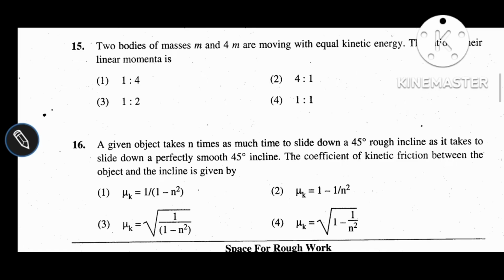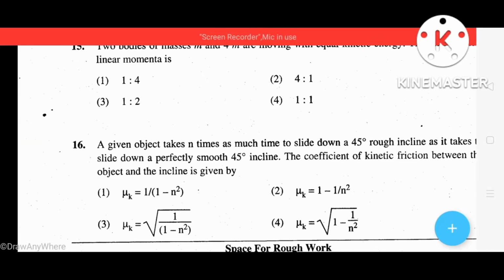So the correct answer for the 16th one is mu k is equal to root of 1 minus 1 divided by n square, which is given in the option number 4.